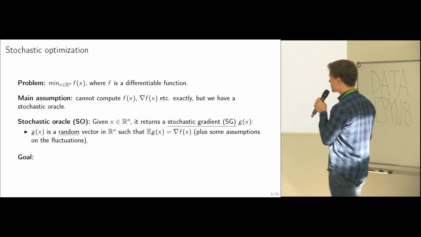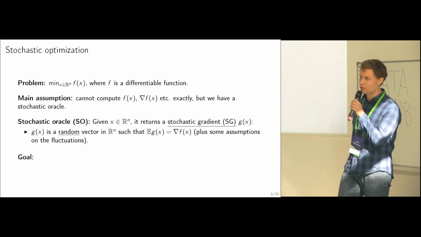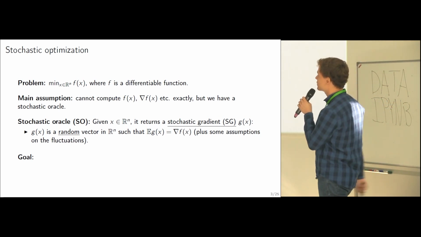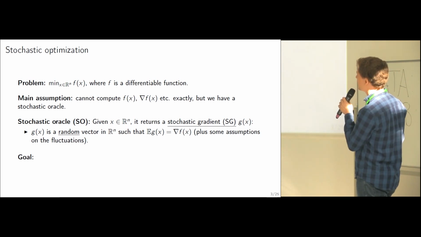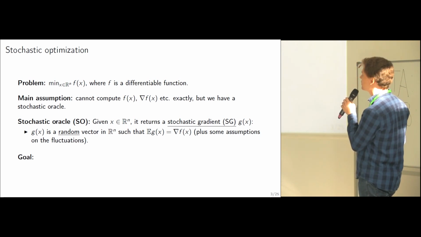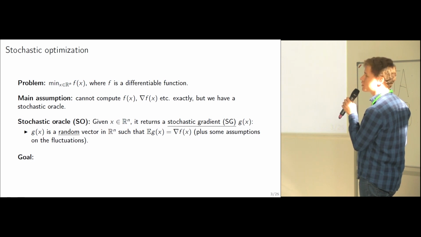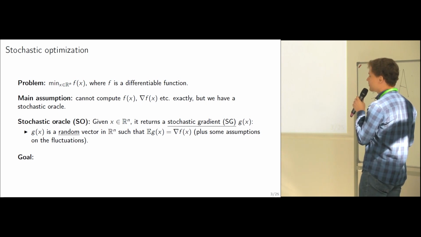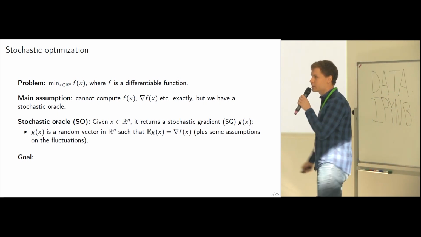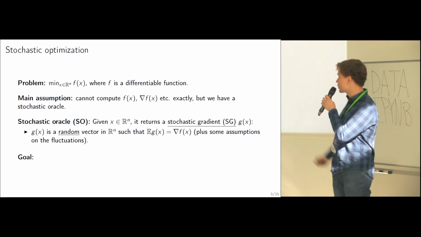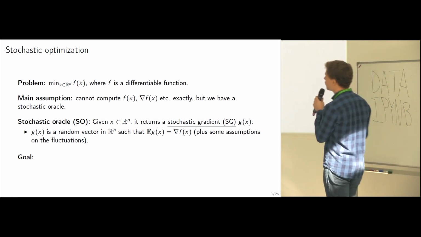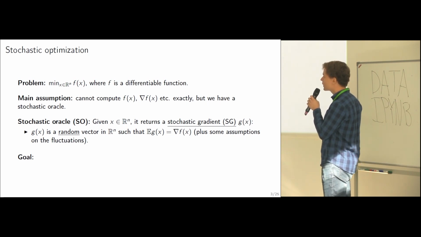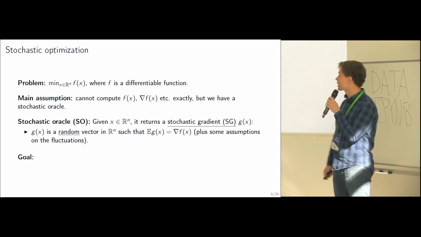We will see that this assumption alone is not enough for solving the general stochastic optimization problem. It is quite evident that we also need to bound the fluctuations or the variations of this stochastic gradient. Because if its fluctuations are arbitrarily large, then we can do nothing. So what is our goal? Our goal is to solve this problem by having access only to this stochastic oracle.